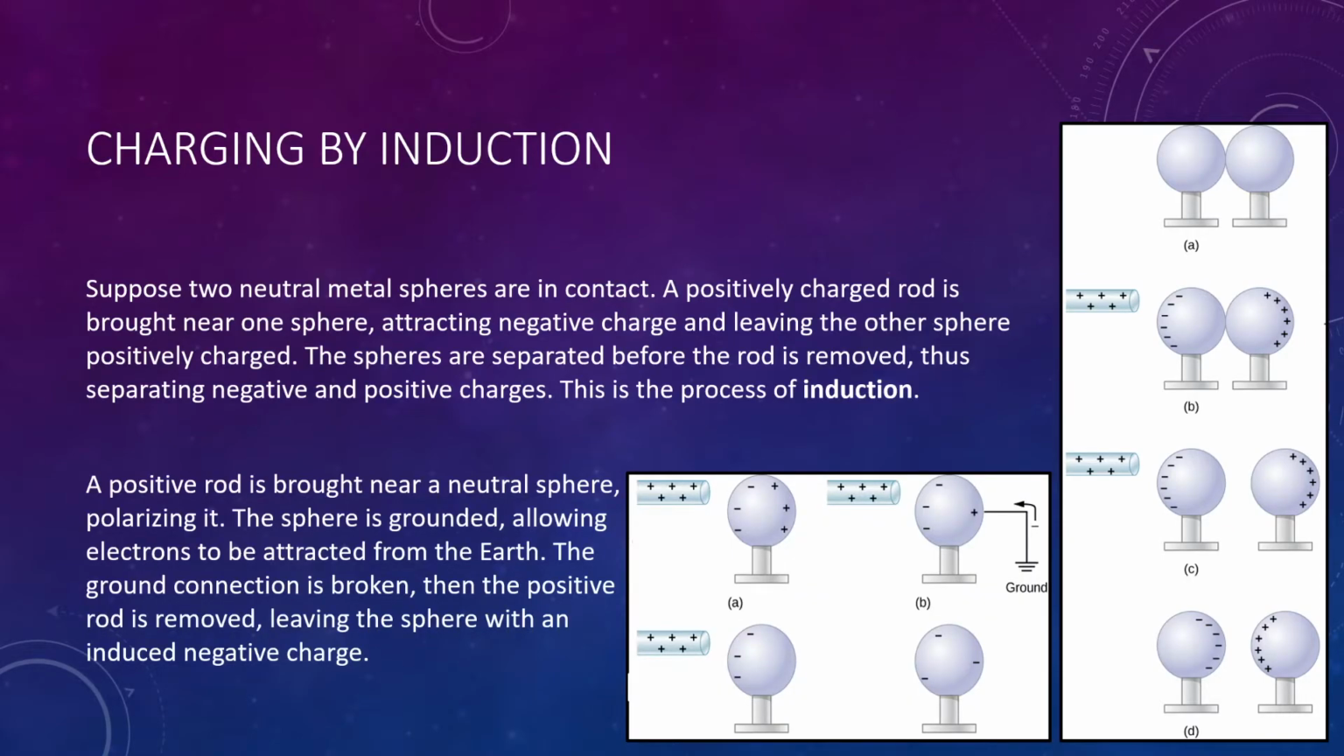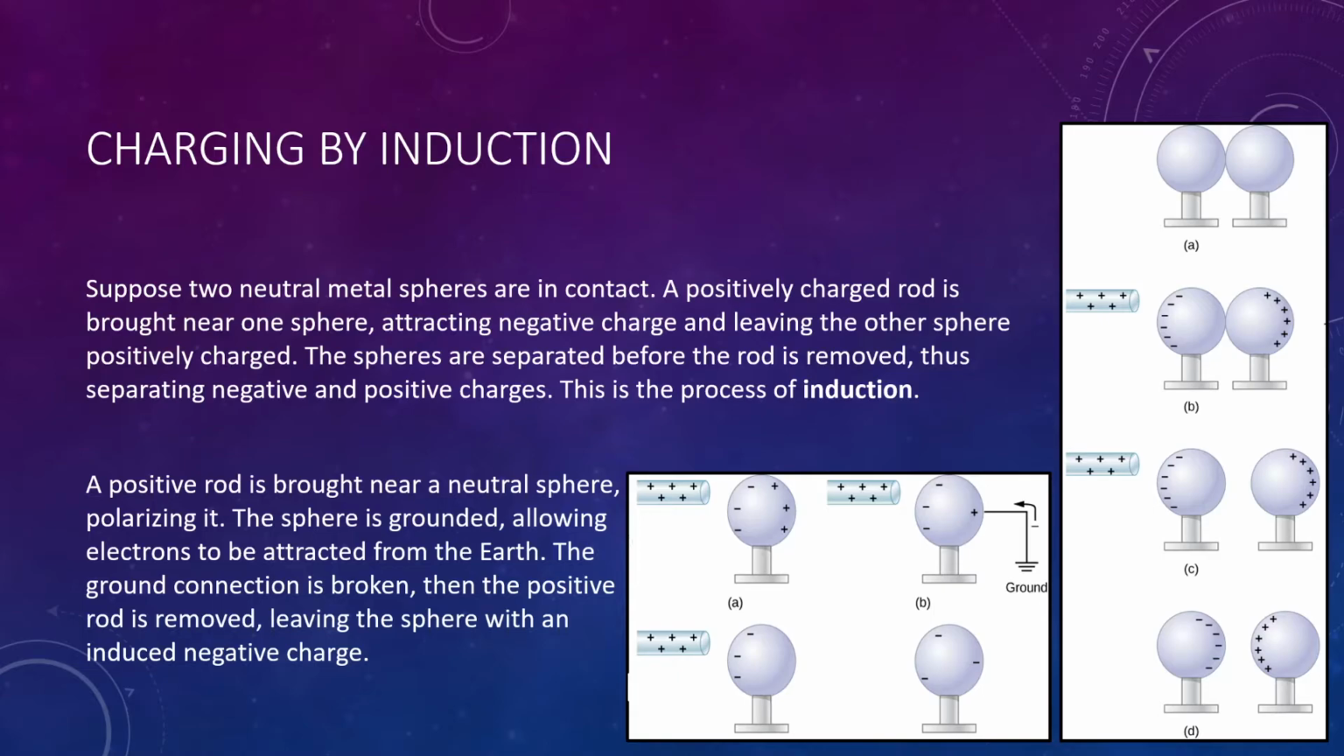So let's go through another scenario. This time with a single sphere and a positive rod. If you bring the single sphere close to that positively charged rod, we'll again see polarization. Negatives pulled to the left, positives pushed away to the right. Now, connect a grounding cable to that sphere. That is, a cable that connects into the earth.